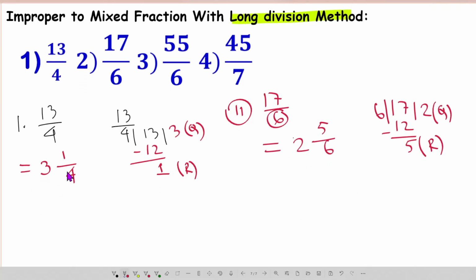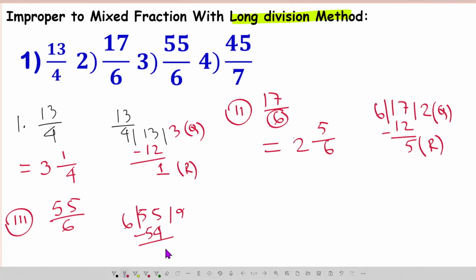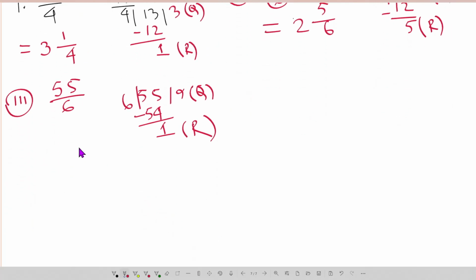Now number 3, it's very simple. Number 3, 55 by 6. Once we divide 55 by 6, 9 times 6 is 54. So 55 minus 54 is 1. So 9 is the quotient and 1 is the remainder. So our answer is 9 1 by 6, because the denominator, 6, always stays the same.